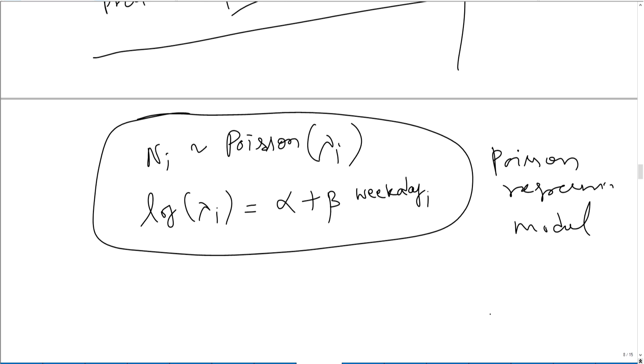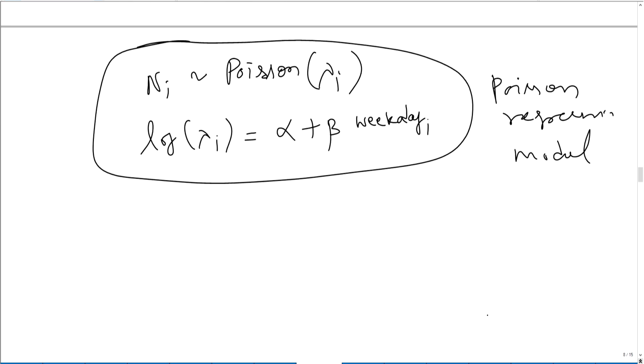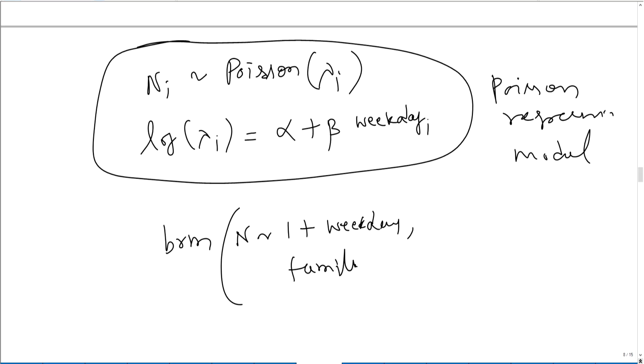How do we set it up in brms? In the same way as you set up a logistic regression, don't need to worry much about this. So, let us say this is the number of road accidents and it is predicted by 1 plus this predictor weekday, then family will become Poisson, right. So, up to this point your likelihood assumption is complete.